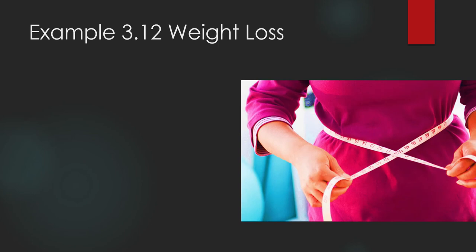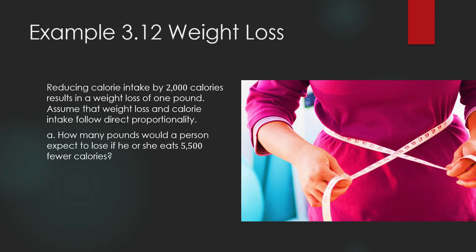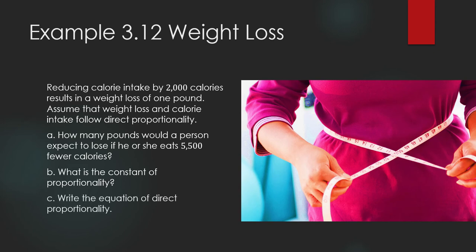Example 3.12, weight loss. Reducing calorie intake by 2,000 calories results in a weight loss of 1 pound. Assume that weight loss and calorie intake follow direct proportionality. How many pounds would a person expect to lose if he or she eats 5,500 fewer calories? What is the constant of proportionality? Write the equation of direct proportionality.